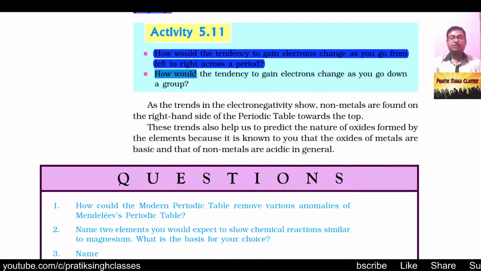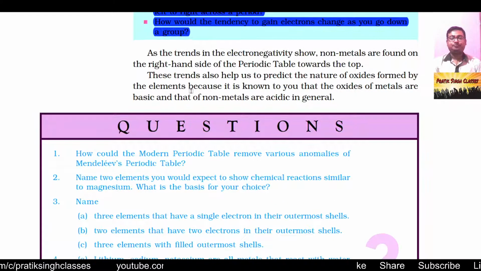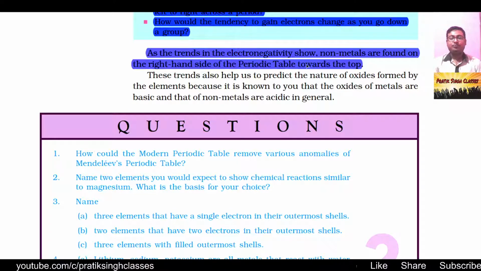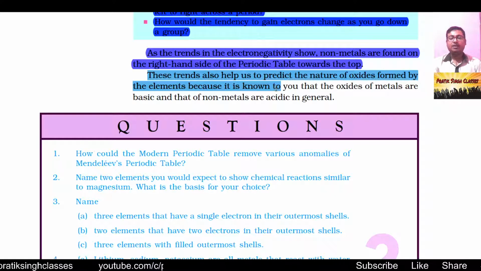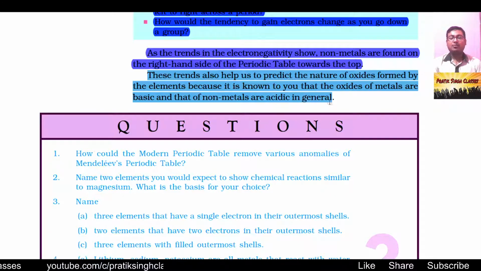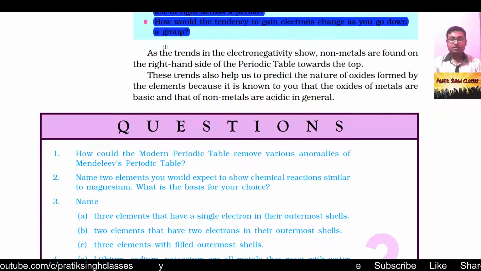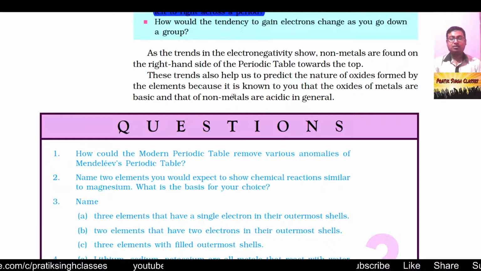How would the tendency to gain electrons change as you go down the group? It decreases, as the trends in electronegativity show. Non-metals are found on the right hand side of the periodic table towards the top. These trends also help us to predict the nature of oxides formed by the elements, because it is known to you that the oxides of metals are basic and those of non-metals are acidic in nature. So this is all about periodic classification of elements.